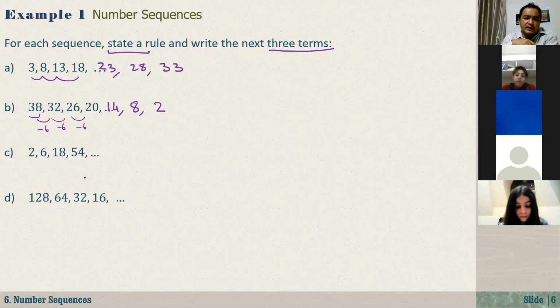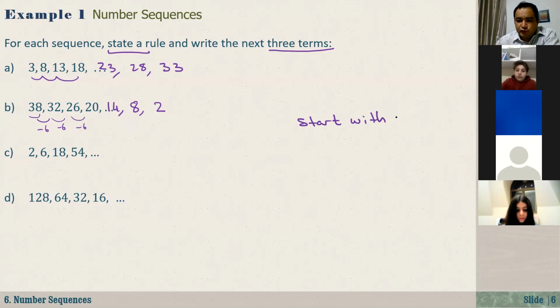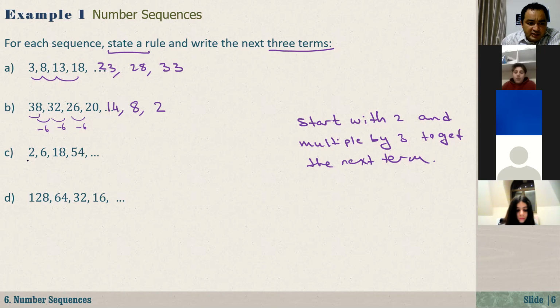Ibrahim, how about question C? What is the rule? First, can you state a rule? And after that, we will write the next terms of this number sequence. When you are writing the rule, Ibrahim, always say you are starting with what number, right? The starting point is important. So start with 2 and multiply by 3 to get the next term. Starting with 2, multiply by 3, I get 6. Multiply by 3, it is 18, right? Multiply by 3, it is 54. What is 54 times 3?